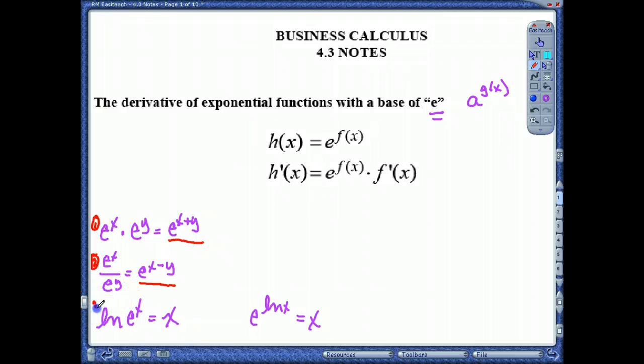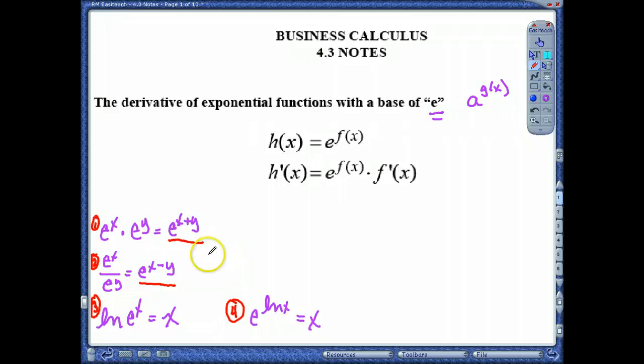We also have some simplification properties. If you're taking the natural log of e to the x power, that natural log is actually log base e. It's going to cancel out this exponential base of e, which is going to leave us with that power. And likewise, that property goes the other direction. If you've got an exponential with a power that's a natural log, that e and that natural log are going to cancel each other out, and you're going to get that x.